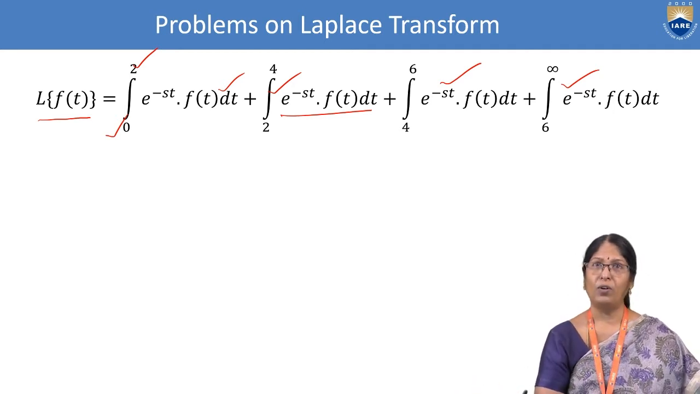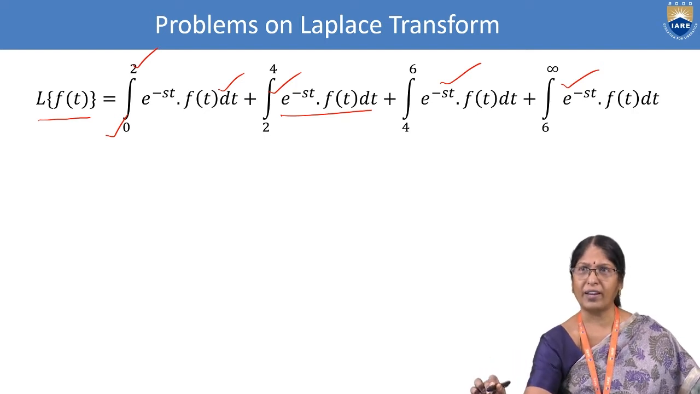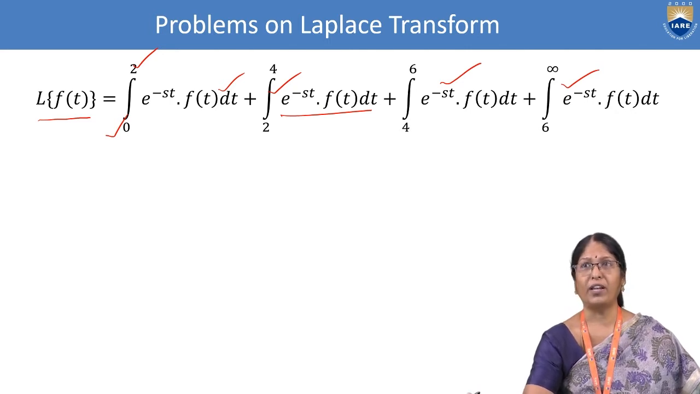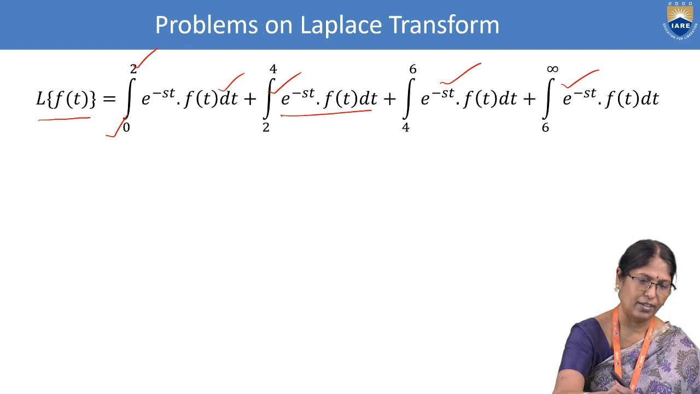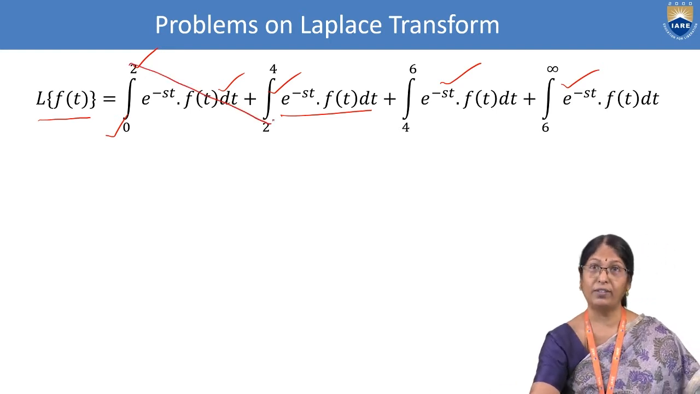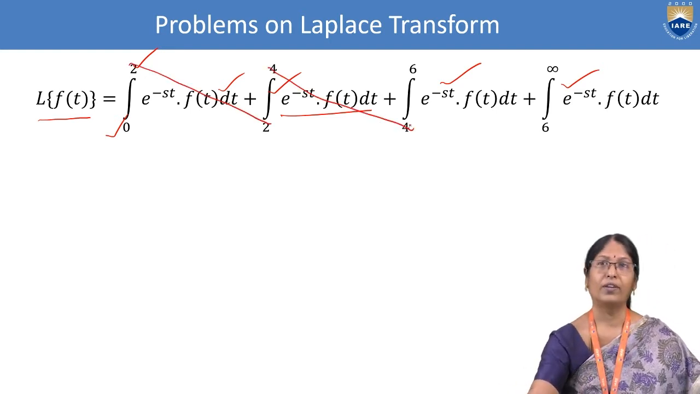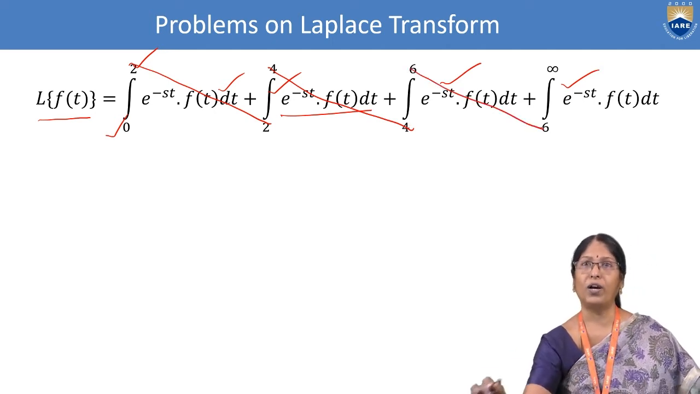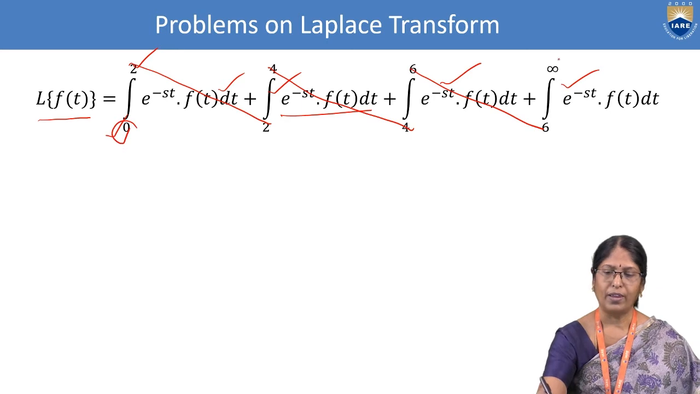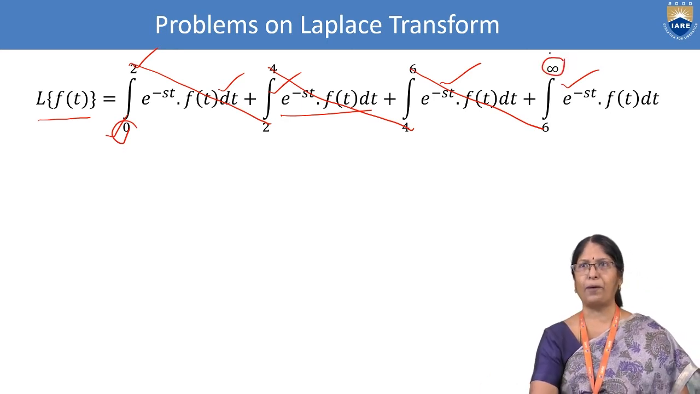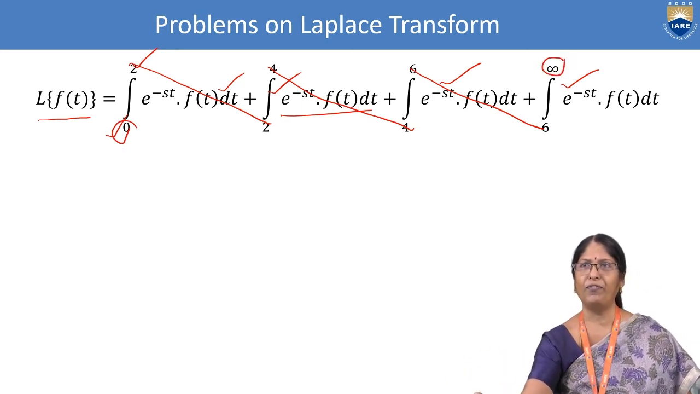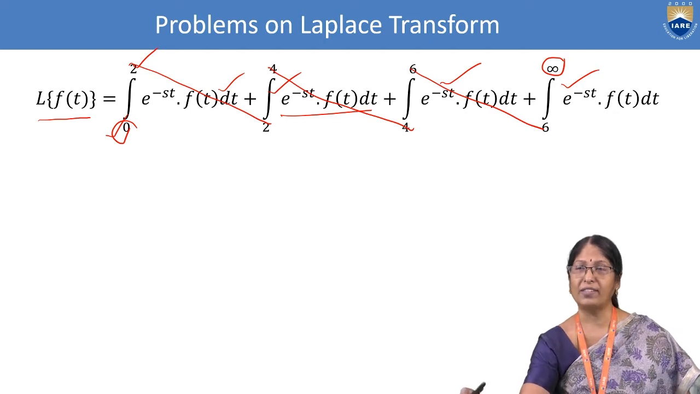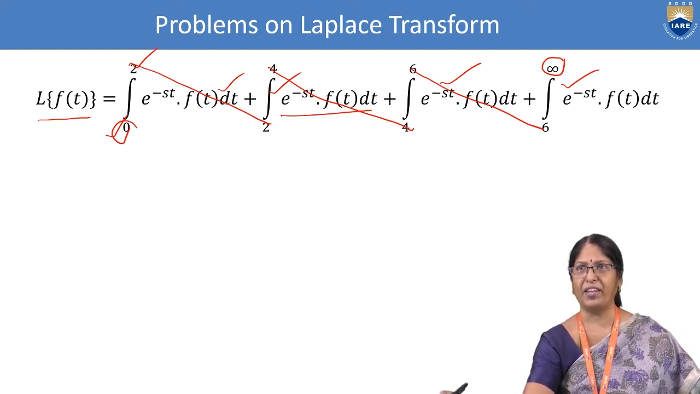Fine. Now, to check whether we are going in the correct path or made any careless mistake while inserting the limits, we can cross-check. That is 2, yes, we inserted correctly. 4, yes. 6. Then the leftover is 0 to infinity, which is only our Laplace formula: the integral from 0 to infinity of e power minus st f of t dt.